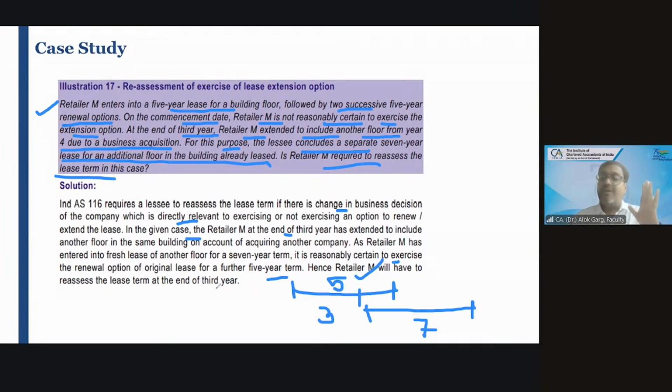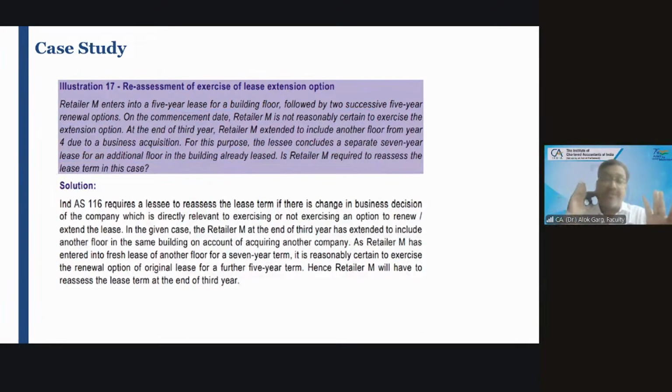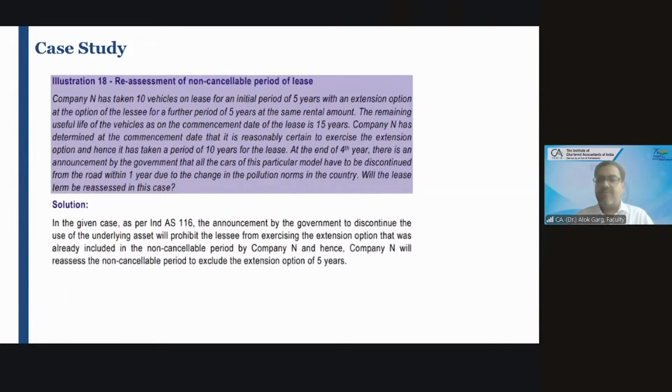So at the end of the 3rd year, for this existing floor also, what is my remaining lease term? 7 years. 2 years of the remaining contract plus 5 years of the renewal option. Okay. So is that clear to everyone? Clear. I will also discuss the modification accounting later on. But as far as the concept is concerned, is that clear? Very much clear.